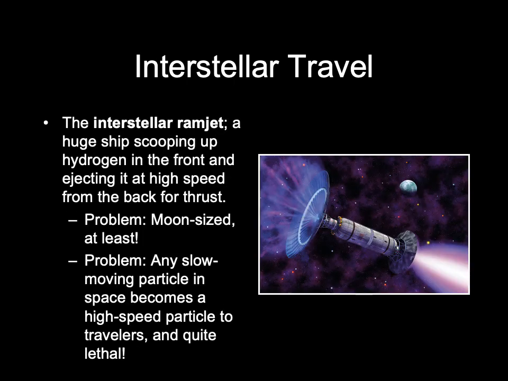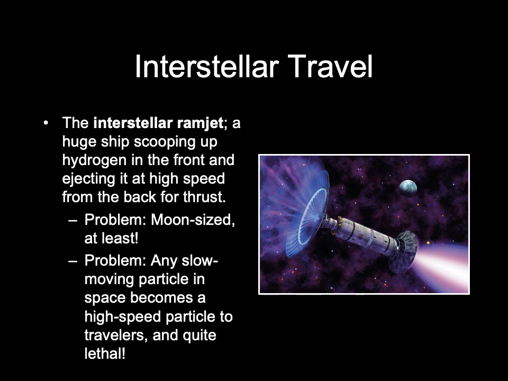Another interesting idea is something called an interstellar ramjet, where you actually don't have fuel with you. You pick up fuel as you go. So you have this huge scoop in front of the spacecraft, and it scoops up the hydrogen that's out there in the interstellar medium, and then it ejects it out the back to provide thrust. The problem with this is that space is really, really empty, so you would need a huge scoop. Some estimates are that your scoop would have to be as big as the moon.